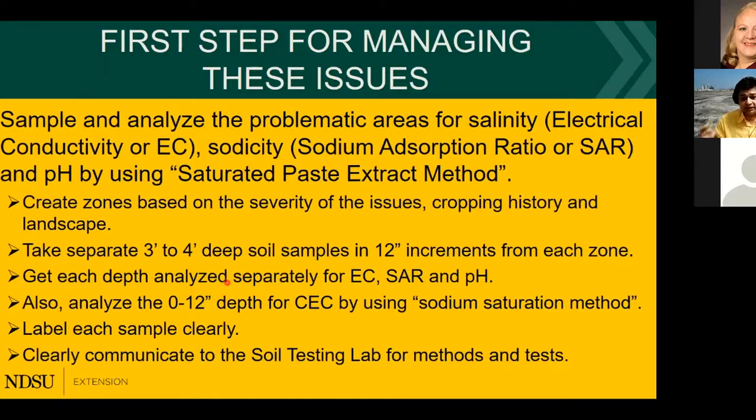The first step, like in the first picture we saw when the farmer was wondering what was going on in his field, beautiful patches of wheat, and then suddenly there was nothing. Sampling. So we have to create zones. Grid sampling probably will work for uniform areas for fertility, but for these saline sodic areas, because they're not uniform, there would be one pocket here, one patch here, one ring here, and then there would be good area, and then there would be one more there.